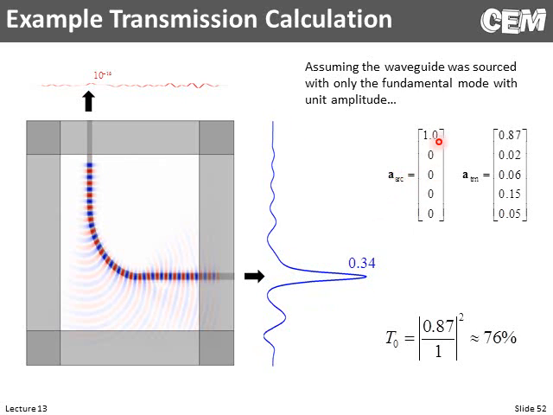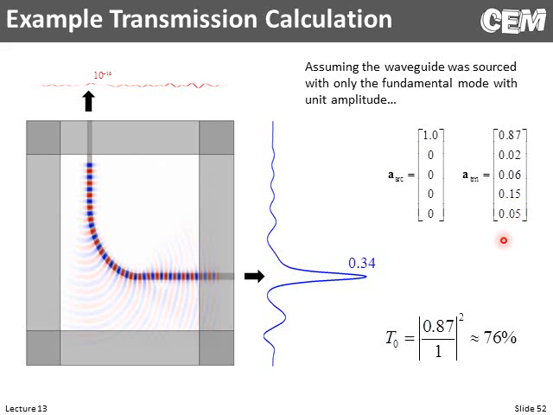So our source has this as a column vector. So if we were to weight all the modes of our source, we gave the fundamental mode an amplitude of 1 and all the rest 0. So in other words, we're exciting the guide with just the fundamental mode. Well, if we look at the transmitted side and we do our trick to calculate what all these different weights are, we see that it's 0.87 in the fundamental mode and smaller numbers in the other modes.